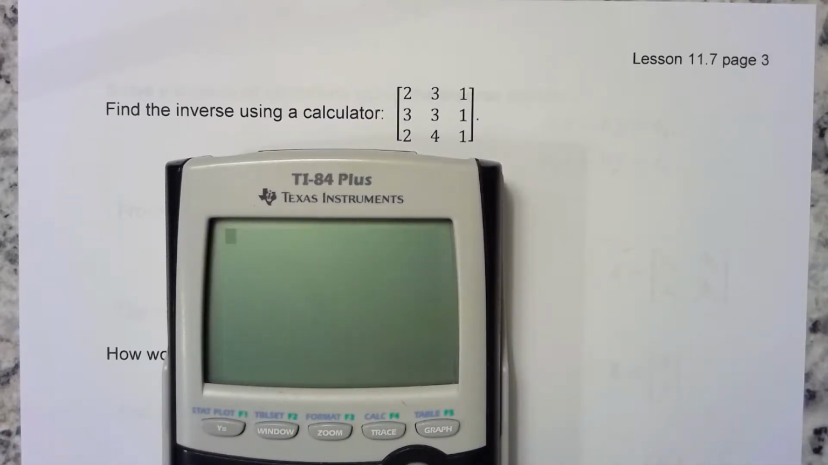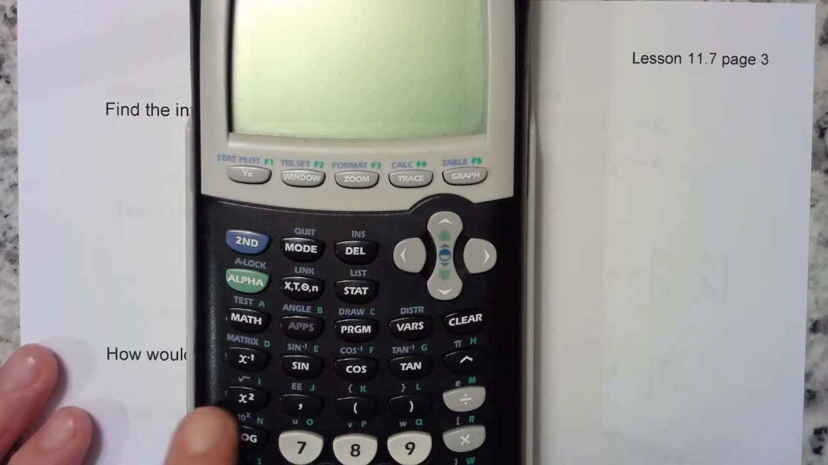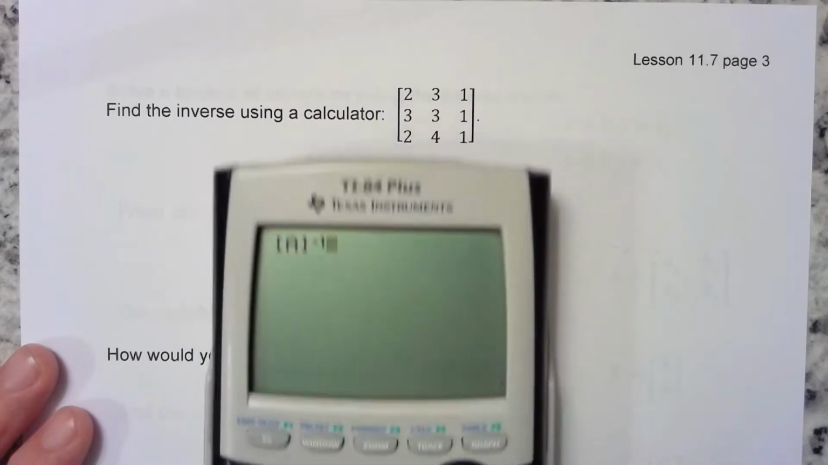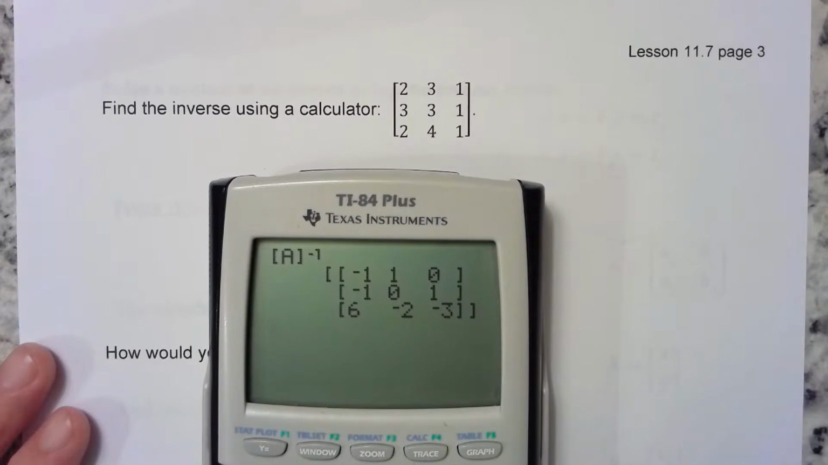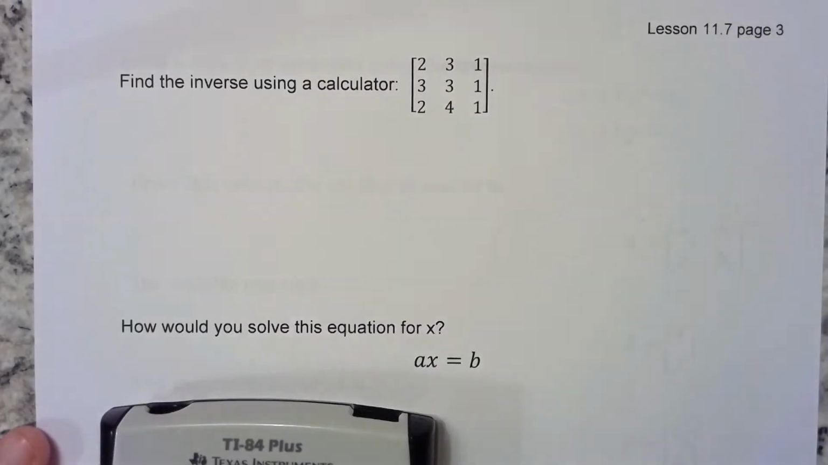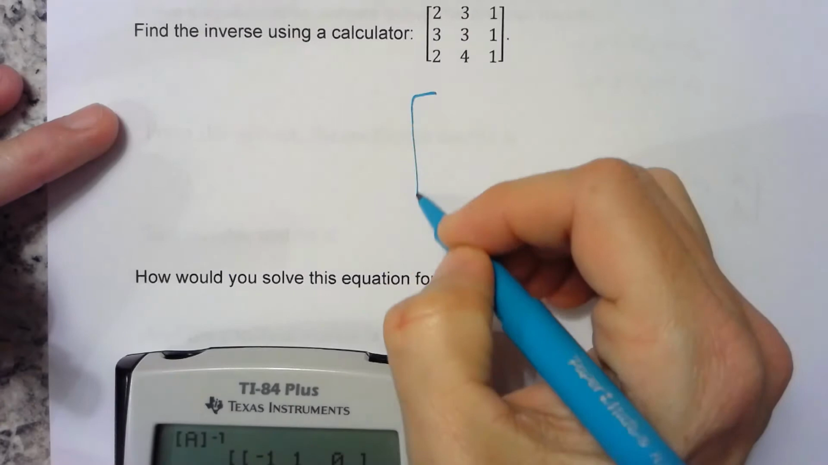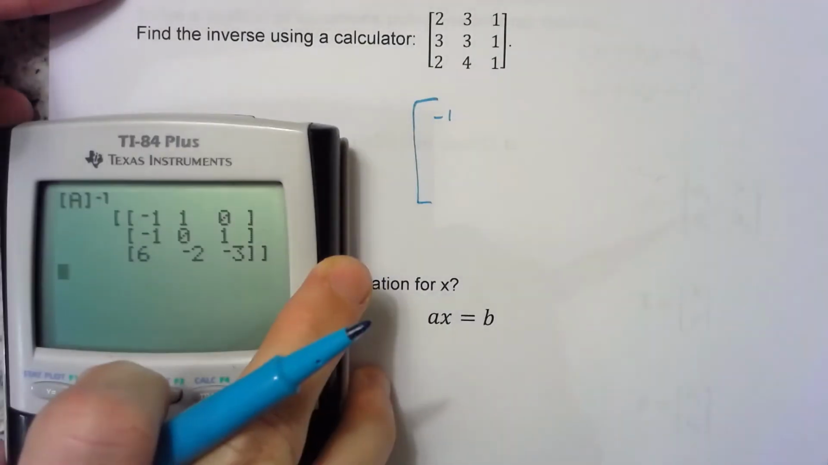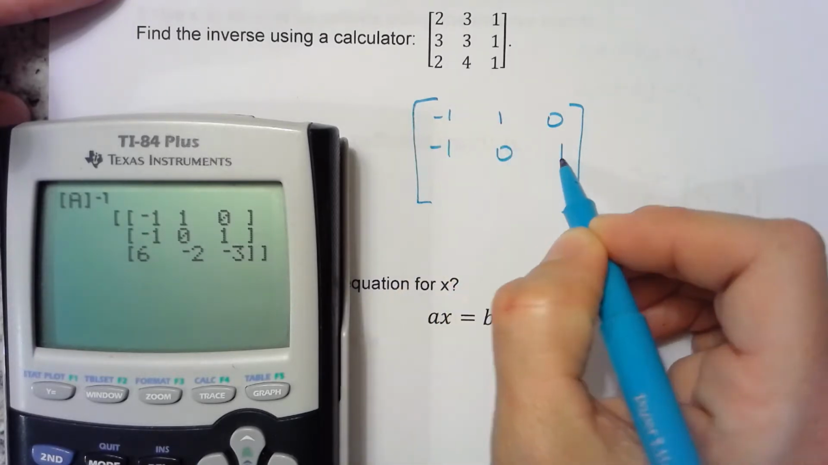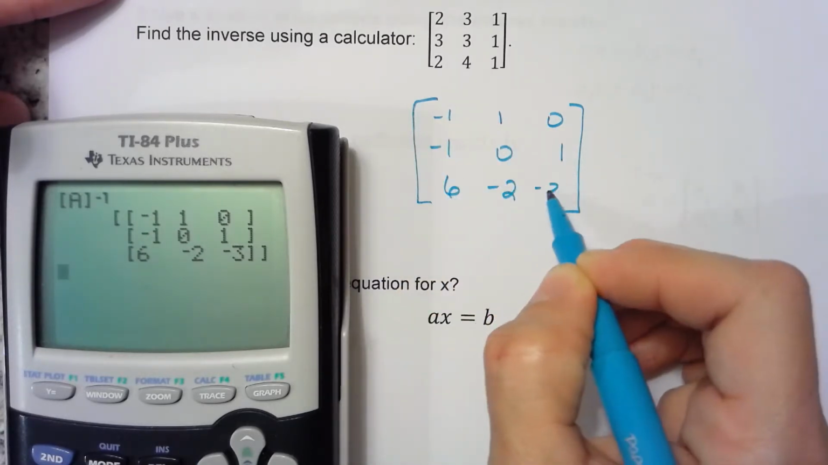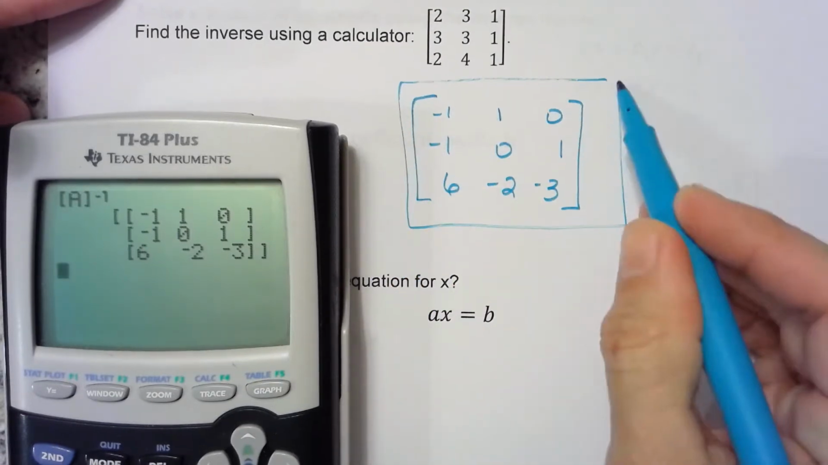You want to find the inverse matrix. So recall that matrix. We want matrix A. The button where we actually get our matrix from, right there, that is the inverse button. So push that button and it says matrix A inverse is, and we get this matrix. Let me just copy that onto here. Negative 1, 1, 0. Negative 1, 0, 1, 6, negative 2, negative 3. This is your inverse matrix.